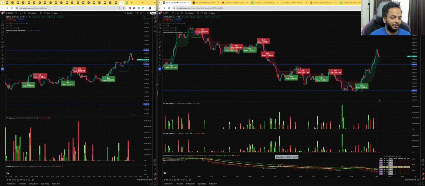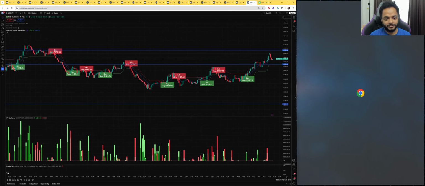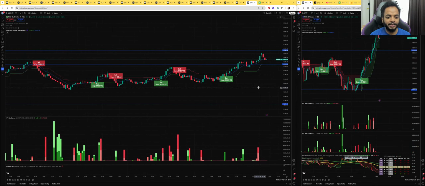And talking about Bank Nifty, yeah, let's look at Bank Nifty. Someone asked to look at Bank Nifty. So here is the analysis. Here put writing happened, as we saw earlier, at 51,600.